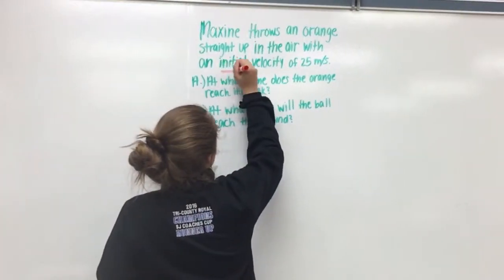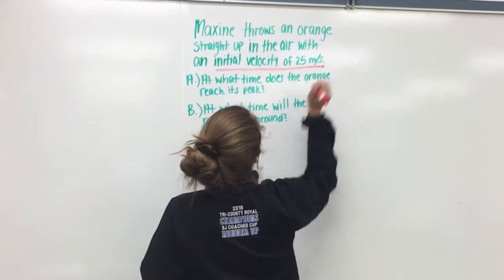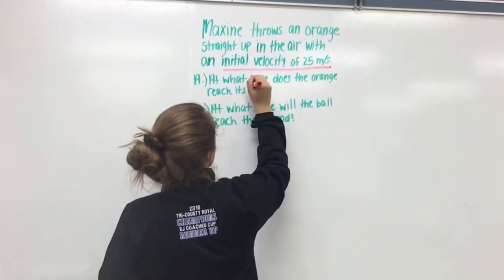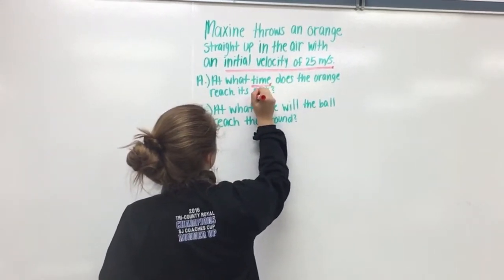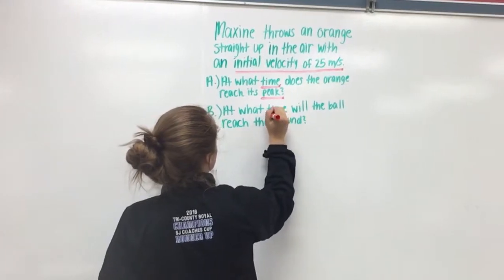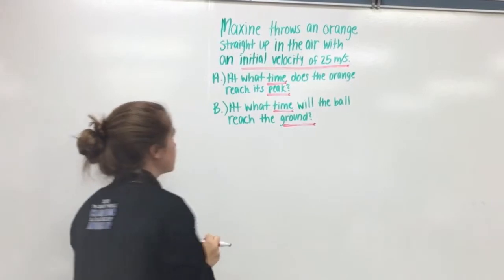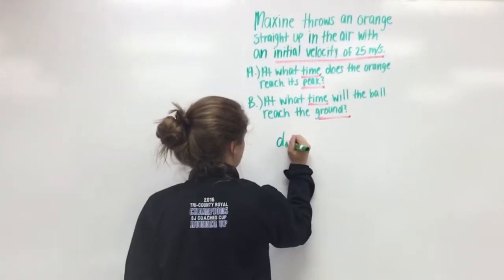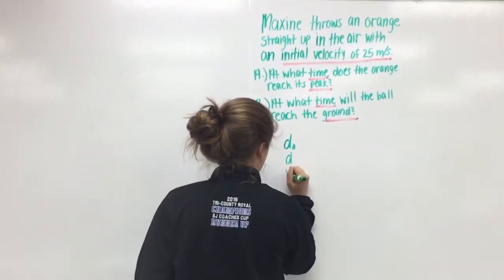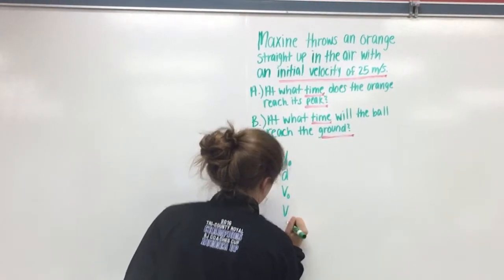In this problem, I am underlining the initial velocity they give us of 25 meters per second. I am also noting that they're asking for the time at the peak and the time when it hits the ground. To start this problem, I am writing out my variables and filling in my givens.